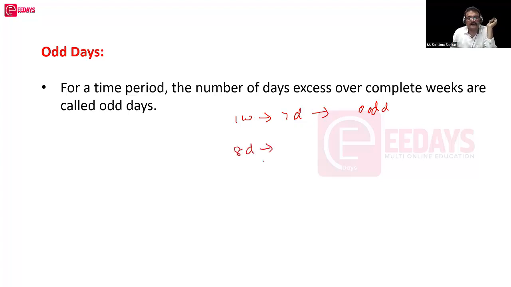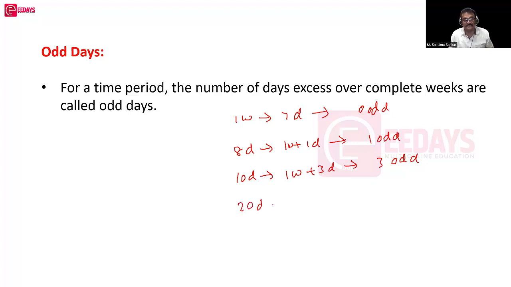Suppose 8 days are there. Then what happened? 1 complete week plus 1 odd day. So in these 8 days, how many odd days are there? That is equal to 1 odd day. Suppose if you take 10 days, then what happened? That is equal to 1 week plus 3 days. So here, 3 odd days. Suppose if you take 20 days, then what happened? This is equal to 2 weeks plus 6 days. Here, how many odd days in 20 days? That is equal to 6 odd days.